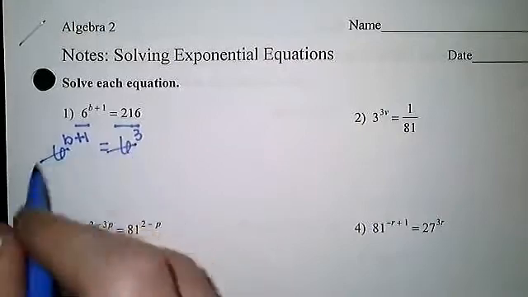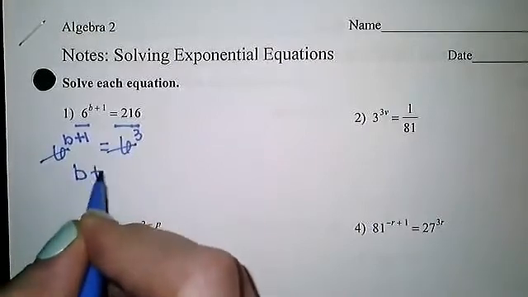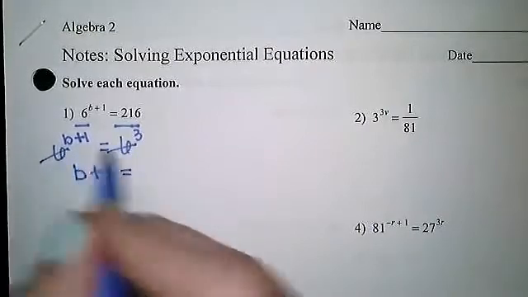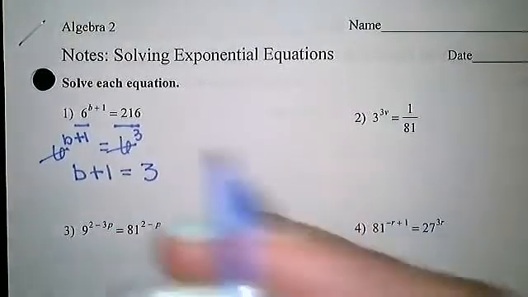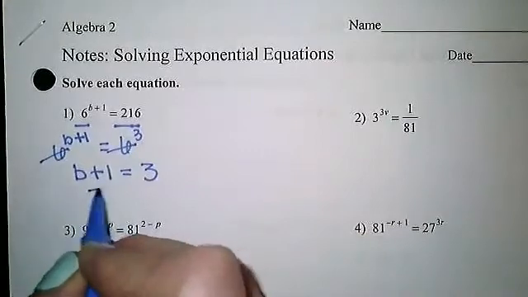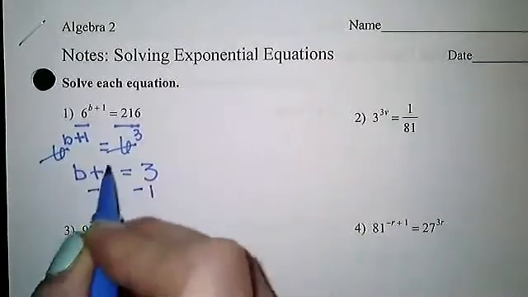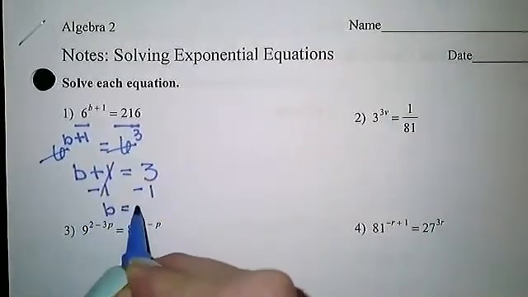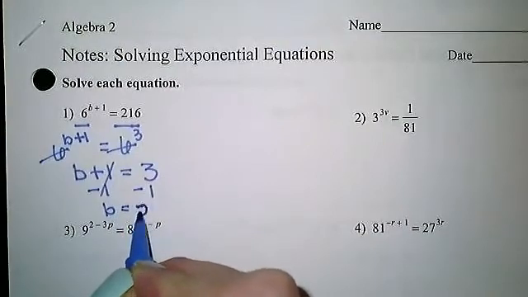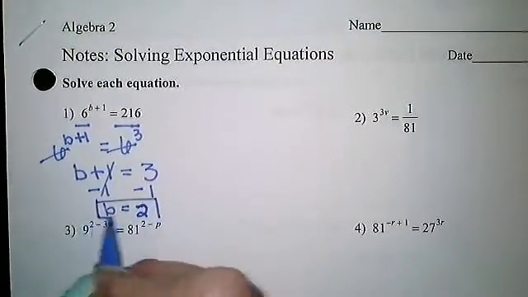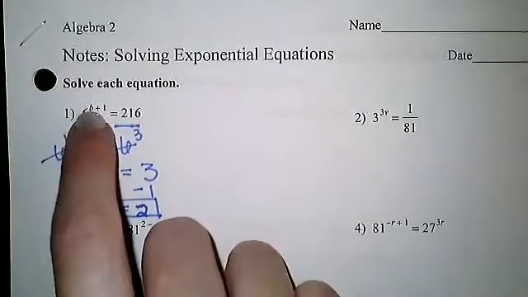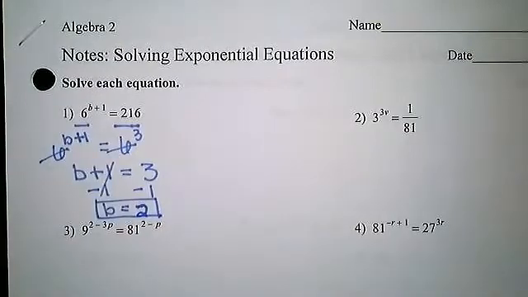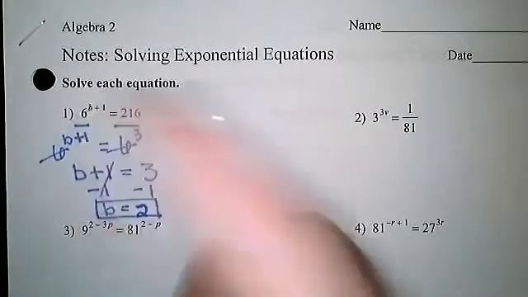So we can go ahead and cross out the 6s and just set the exponent of b plus 1 equal to 3. And then all we need to do is solve for b. So we'll subtract 1 from both sides, and we'll get b equals, that'd be a positive 2. Thought it was a negative at first. So really, you're just solving for what b would have to be in order to get this number.